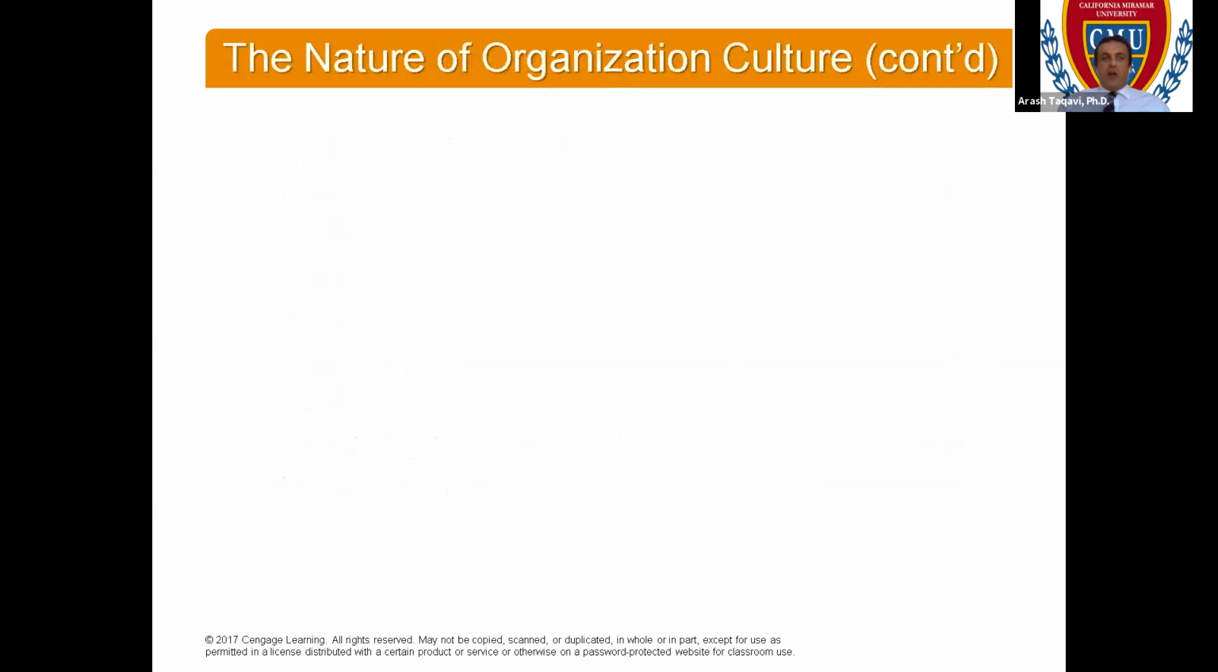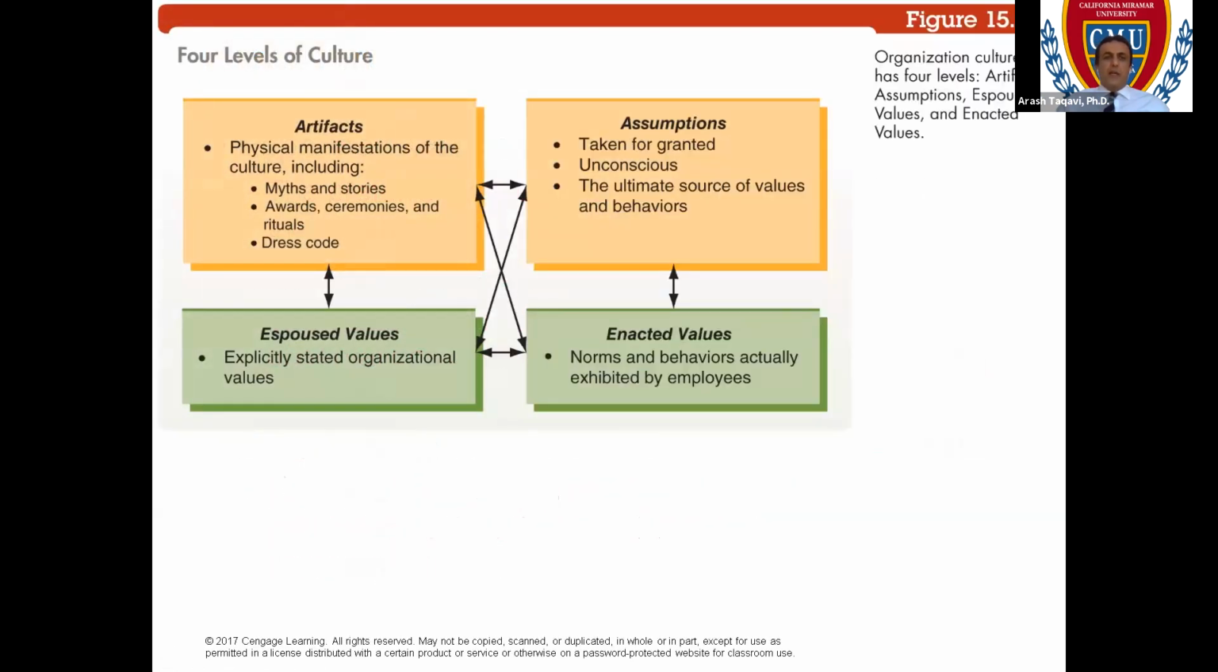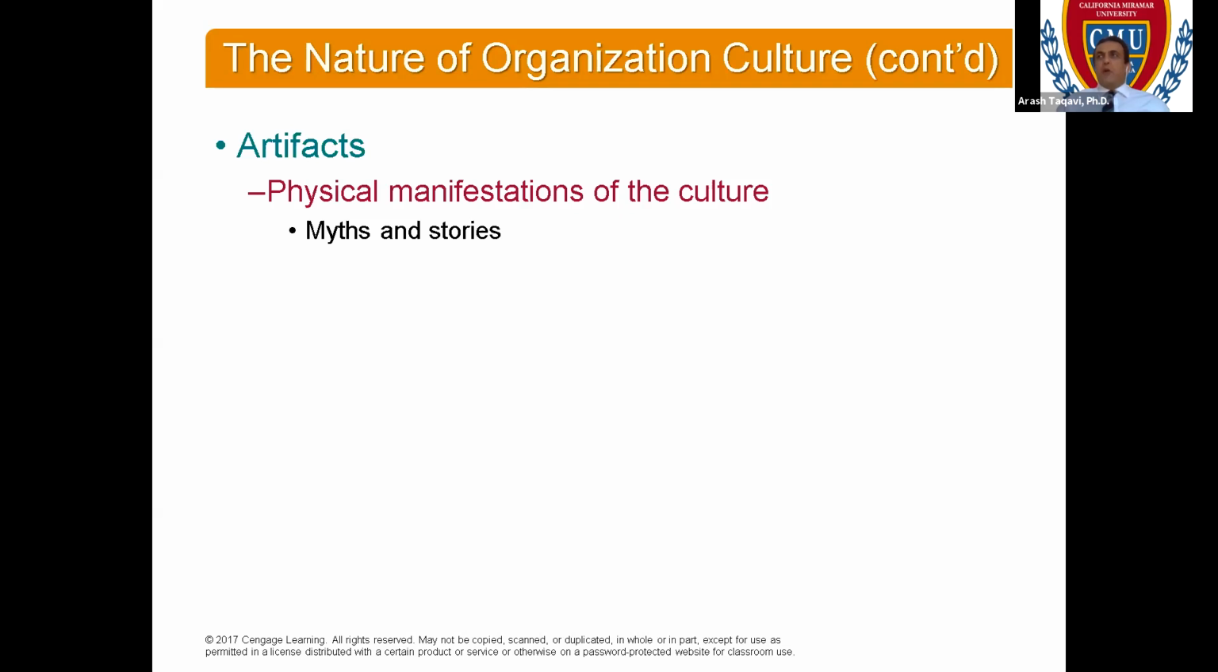The nature of organization culture, artifacts. We have different parts of organization culture. At first, I want to show you four levels of culture: artifacts, assumptions, espoused values, and enacted values. And what are artifacts? These are facts, but artificial facts. They are artifacts, the physical manifestation of the culture. How can you assess a culture? How can you say what the basic values of a culture are? By artifacts. But observable and measurable, or as the text says, by physical manifestation of the culture.